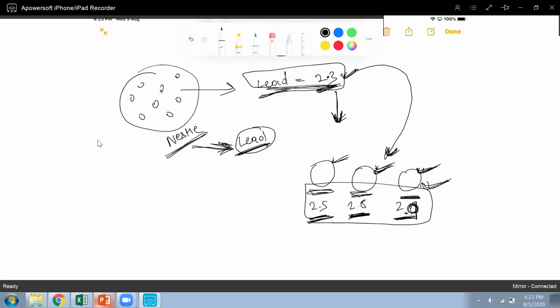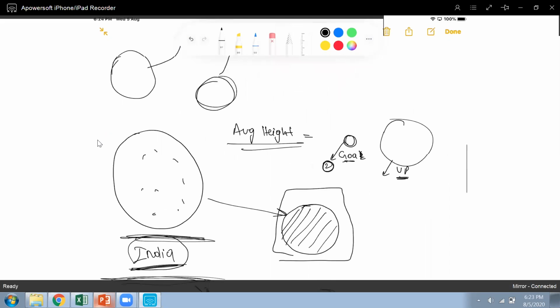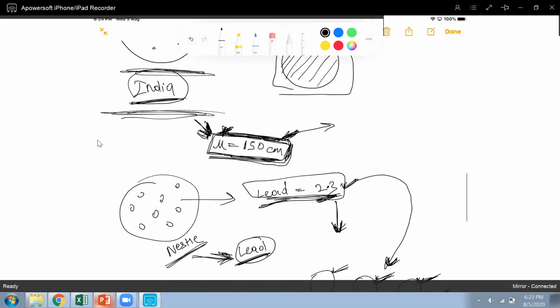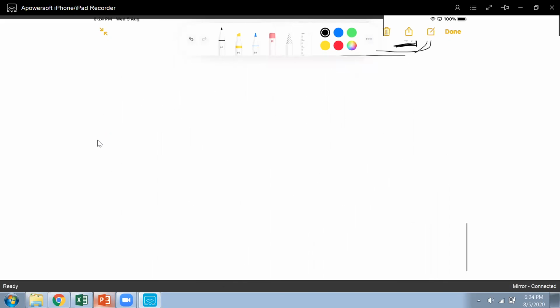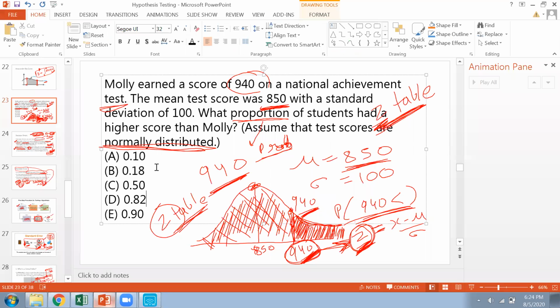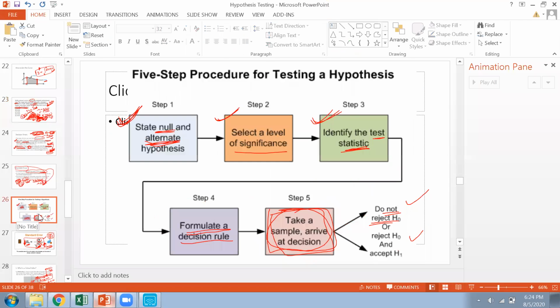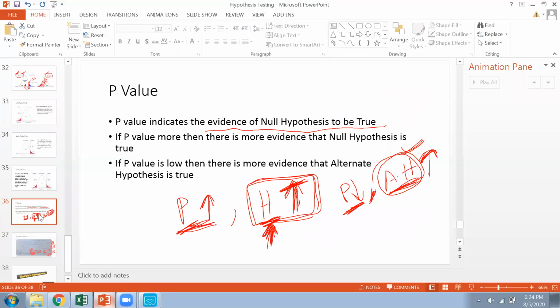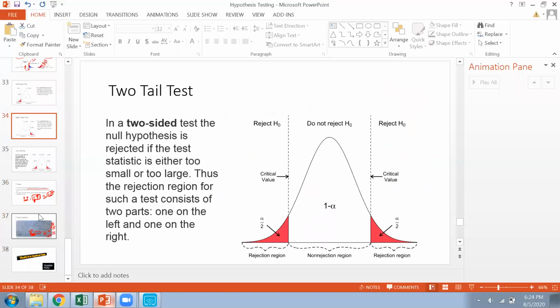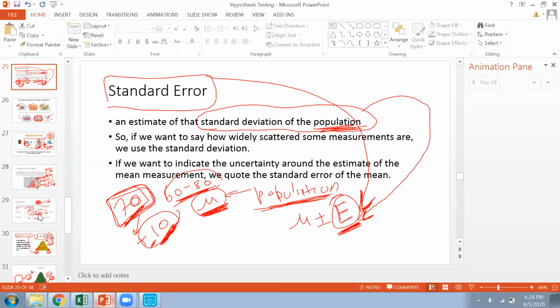Okay, so we cannot say that. We need to do some testing, and using those tests only we will be able to say whether it has actually changed or not, you know? So what happens is that I told you the steps that are there for doing the hypothesis testing. So let's see the steps one by one, so that it makes more sense.